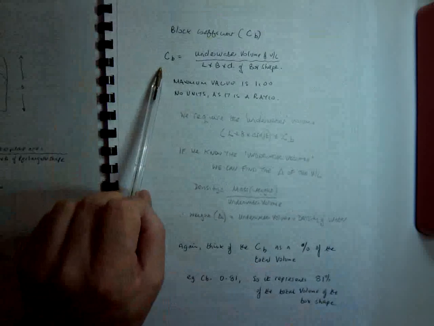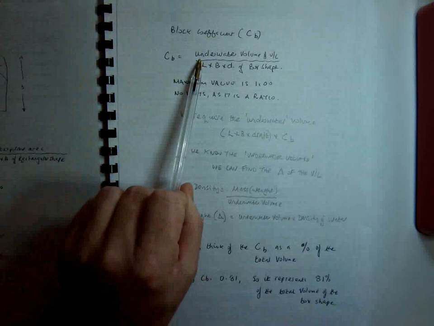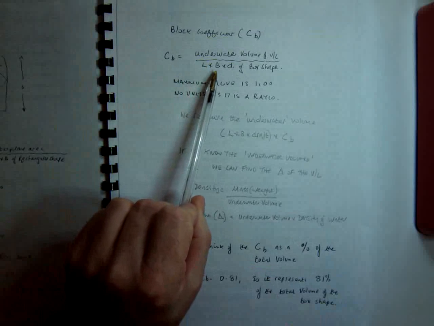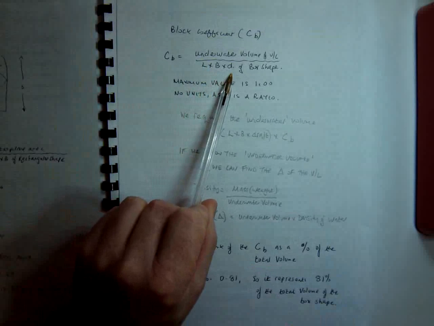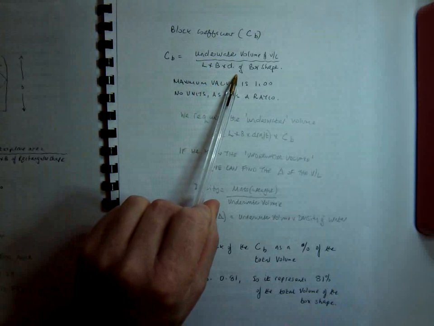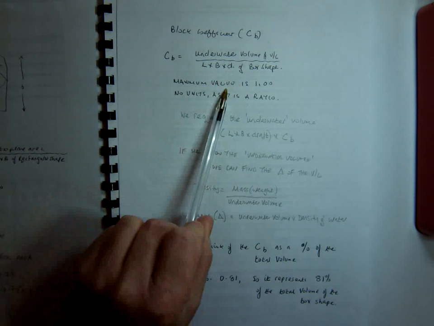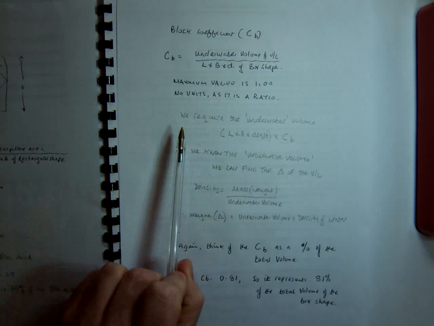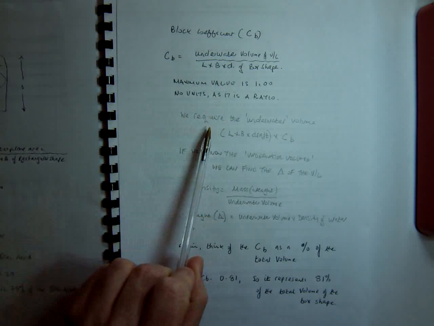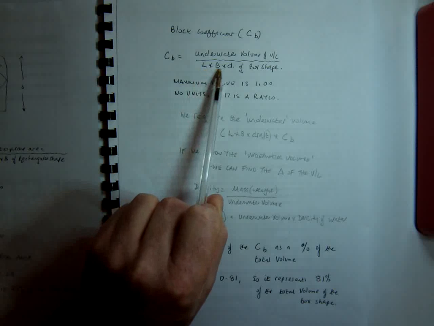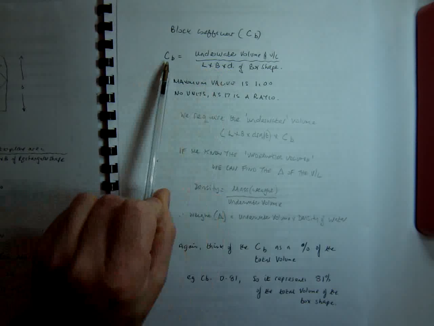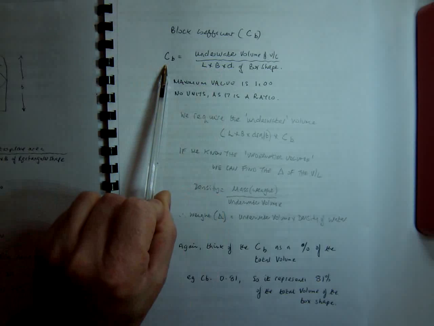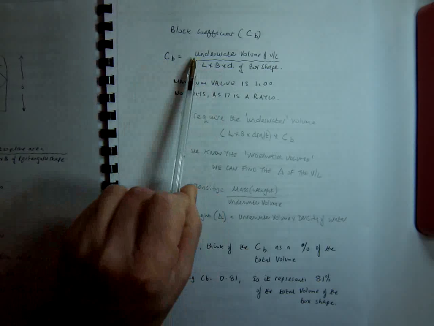So block coefficient is the underwater volume of the vessel divided by the length times breadth times the draft of the box shape. Maximum value is 1. Again, there's no units because it's a ratio. And we require the underwater volume of the vessel. So again, if we know the length and breadth and draft of the vessel, and we know our block coefficient, which is in the hydrostatic particulars, we can find the underwater volume.